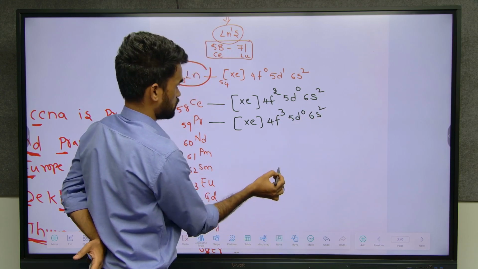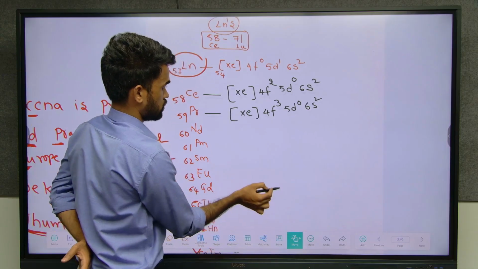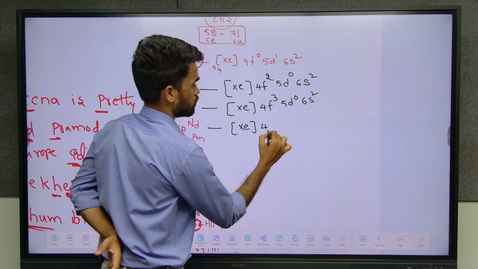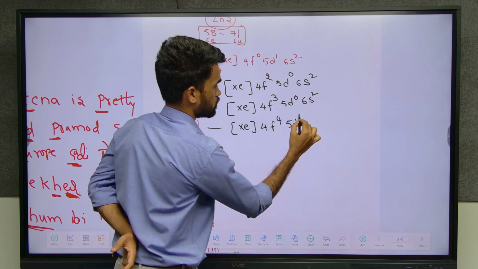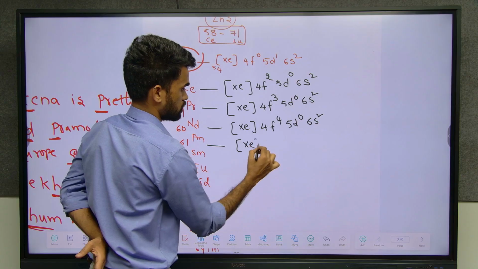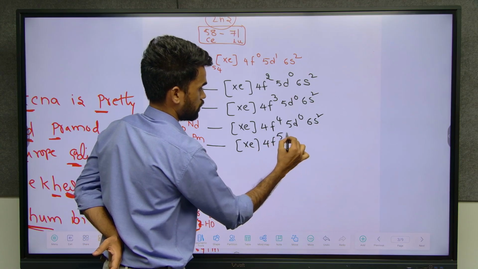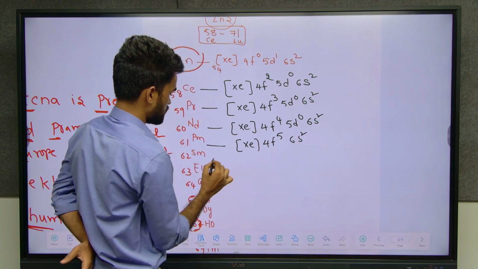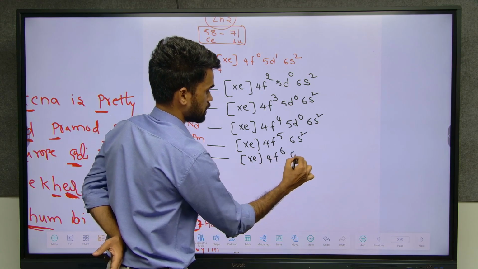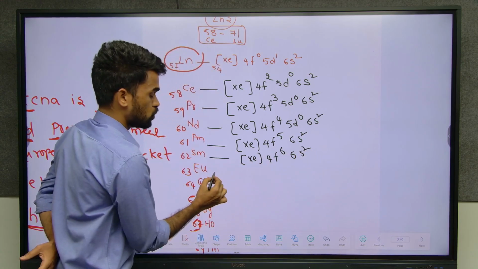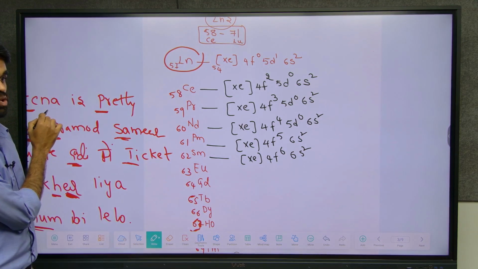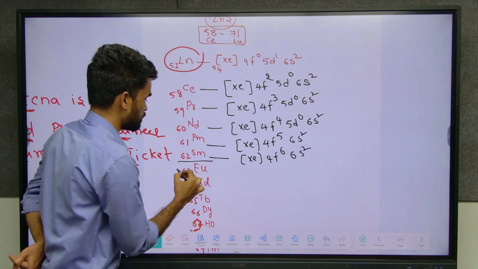Next. Xenon, 4F4, 5D0, 6S2. Next, 4F5, 6S2. Next, 4F6, 6S2. See, Europe, what is the place we are going? Where this Lacina is going? Europe. So, Europe is a stable place.